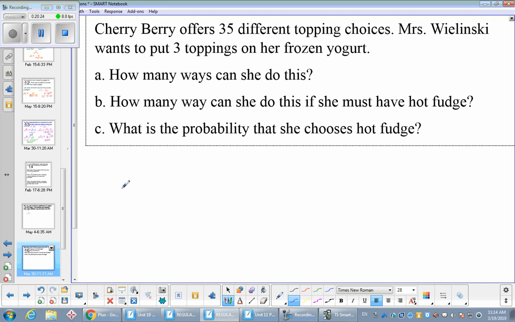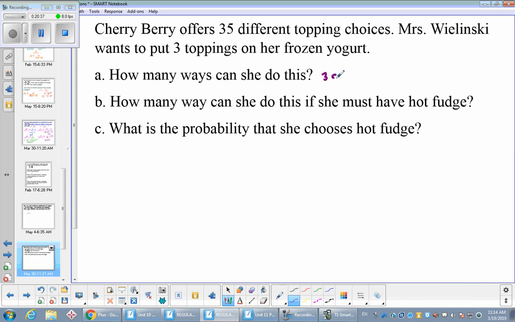All right, and lastly, Cherry Berry offers 35 different toppings. Miss Linsky wants to put 3 toppings on her yogurt. This one, some people like to argue, but really, your yogurt's all going to get mixed together, so the order doesn't matter. So this would be a combination, so it'd be 35C3. Same type of thing as the president. How many ways can she do this if she already wants hot fudge? So again, that means she only has 34 toppings to choose from, and she's only picking 2 more toppings because the hot fudge is automatically on it.